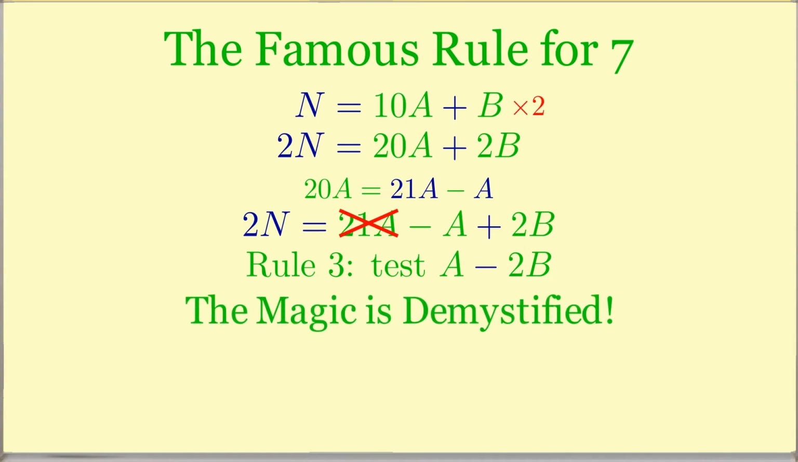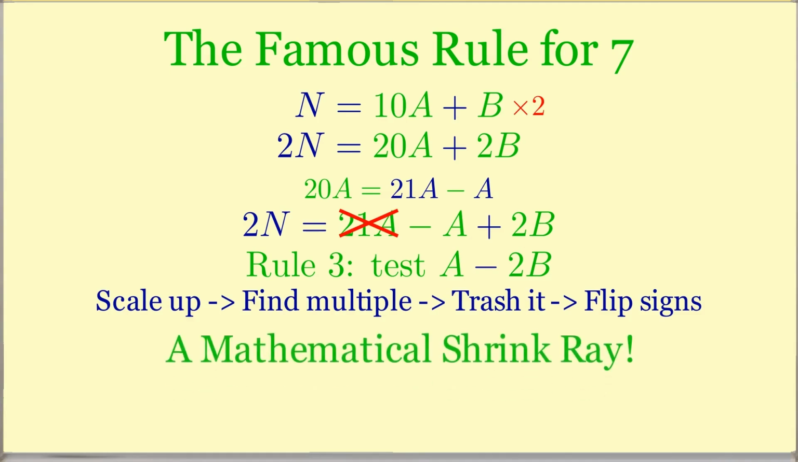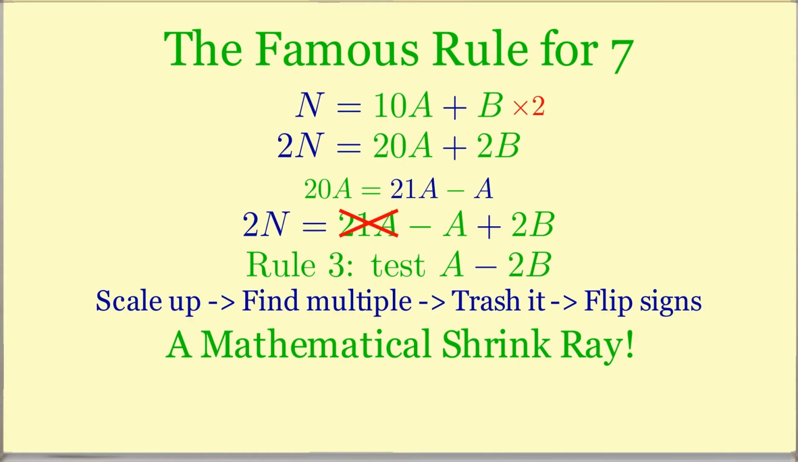The famous chop off the last digit, double it, and subtract rule is not just some random trick handed down from history. It is the direct mathematical result of taking your number, scaling it up by 2, finding the nearest massive multiple of 7, which is 21a, throwing it in the trash, and flipping the sign on whatever tiny pieces are left over. You just built a mathematical shrink ray completely from scratch.